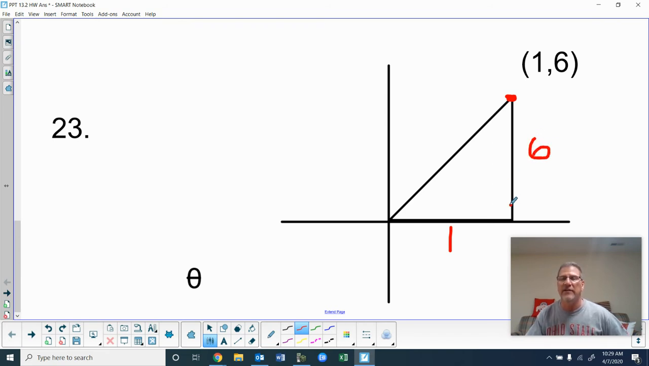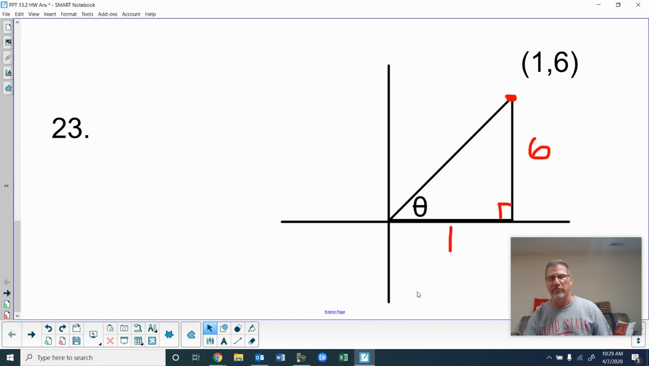Okay, we can draw a right angle in here. We always put our right angle there. And then theta is always back by the origin, right here. That's our reference angle. That's our point of reference. Okay, and we're supposed to find all 6 trig ratios or trig functions for this triangle.